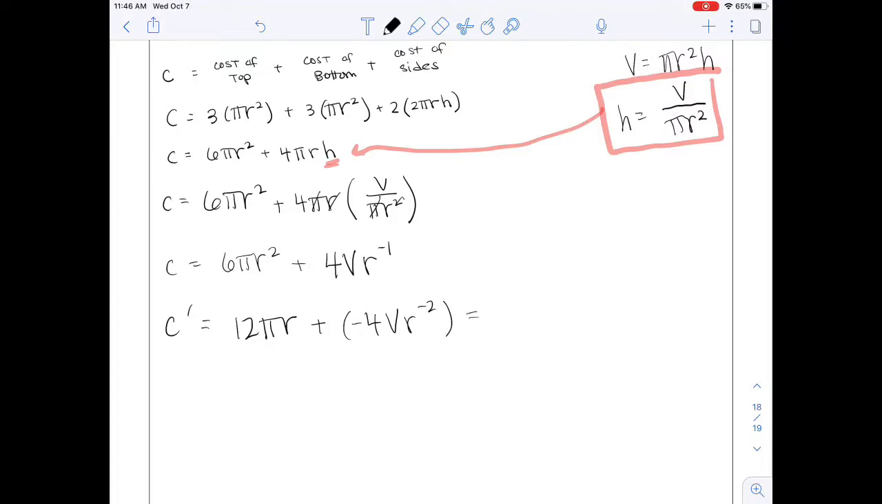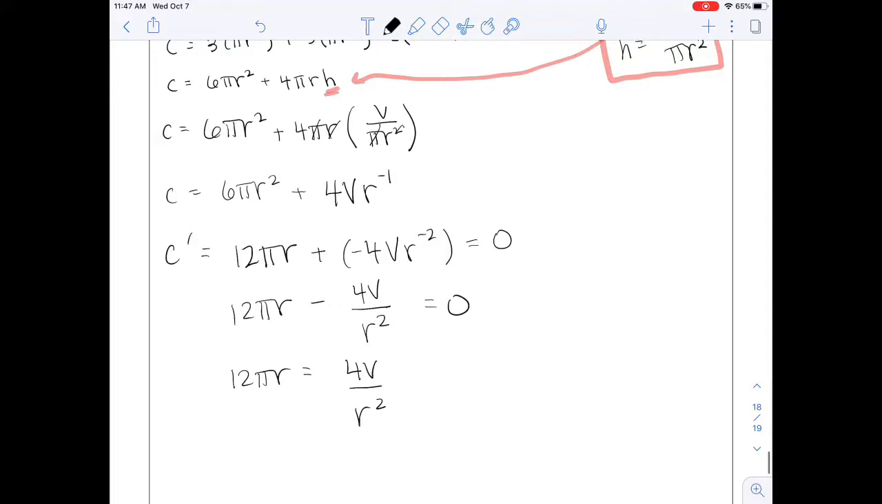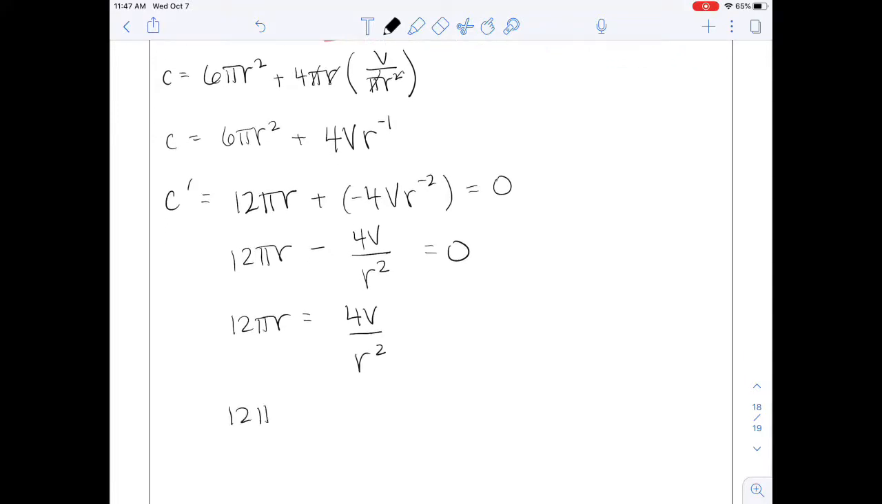And then we're going to figure out where this is minimized by setting this equal to 0. We have 12 pi r plus, and I'm going to rewrite that with a negative, so minus 4v over r squared is equal to 0. And then going ahead and solving this for r, we're going to have 12 pi r equals 4v over r squared. Multiplying both sides by r squared, we have 12 pi r cubed equals 4v.